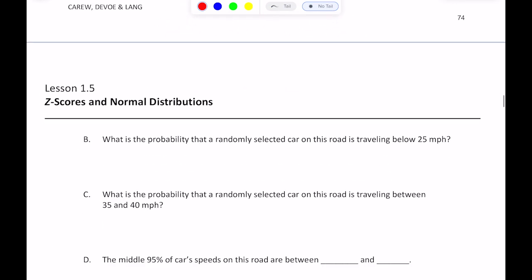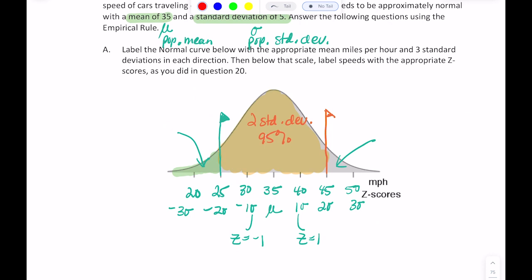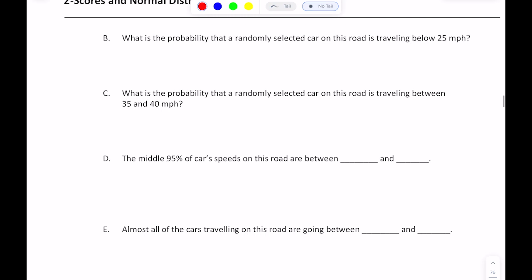So I need to divide by 2 because, remember, one of the properties of the normal distribution is that it's symmetric. It's the same on both sides. So these flags are the same distance from the center. So I'm just going to do 100% minus 95%, which gives me 5%. And then I'm going to have to make sure I take the 5 and divide by 2, which is 2.5%. So the probability that a randomly selected car is traveling below 25 miles per hour is actually just 2.5%.